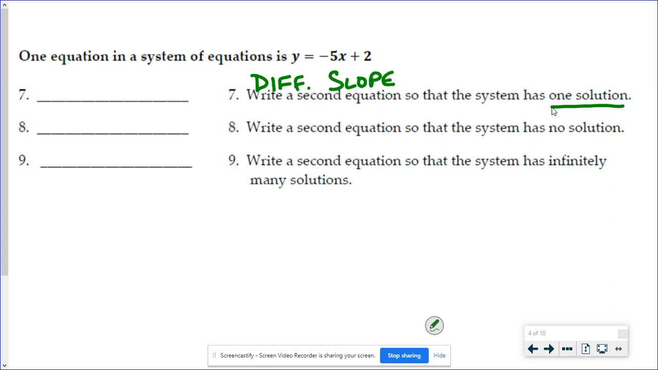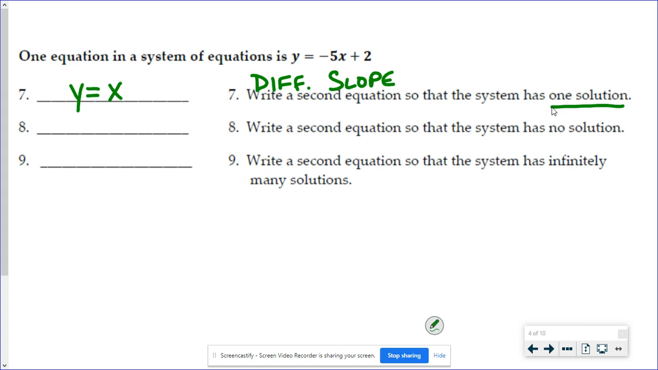So you can write any equation you want as long as the slope is not -5. I like to keep these nice and easy. I like to say something like y equals, instead of -5x, how about if I just say y equals x? I don't even have to write a y-intercept. You can pick any number you want to for the y-intercept. I don't care what that is.